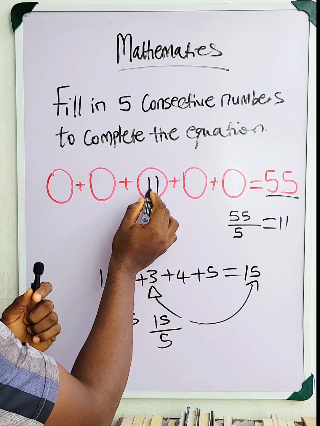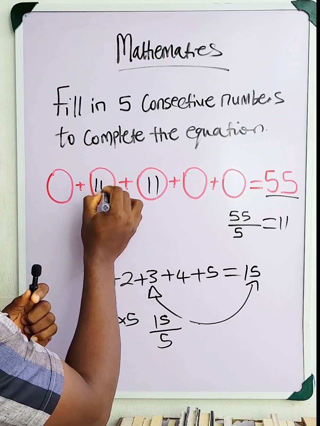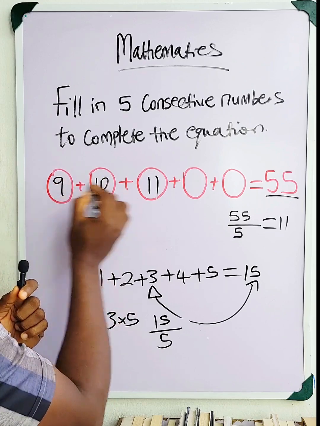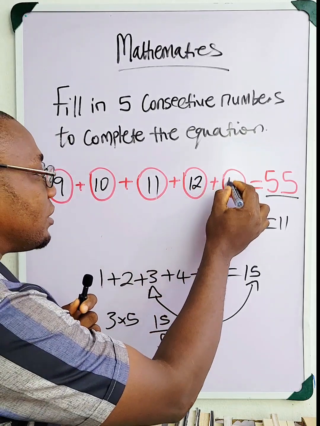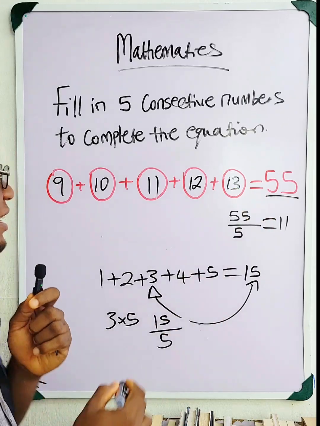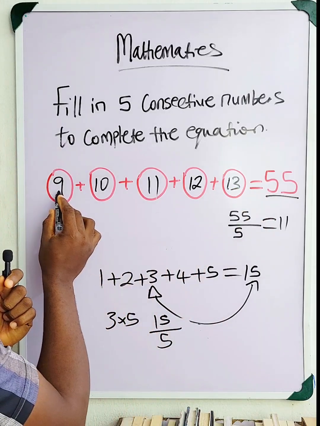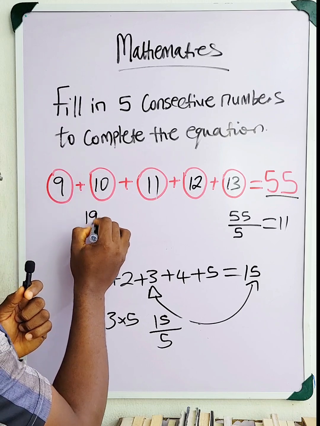So, since this is 11, here we will now have what? 10. Here we have what? 9. After 11 is what? 12. After 12 is what? 13. Now, let's add. 9 plus 10 is 19.